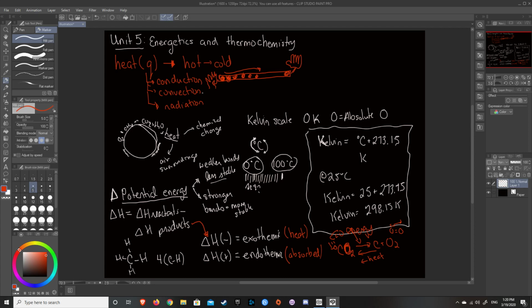For convection, this is a little bit different. Convection is kind of like, if you ever noticed in a chemistry lab when you're heating up a solution, you can actually see things moving. I recommend you do this when we get back to school. You can actually see the solution moving, and that's convection currents, basically.